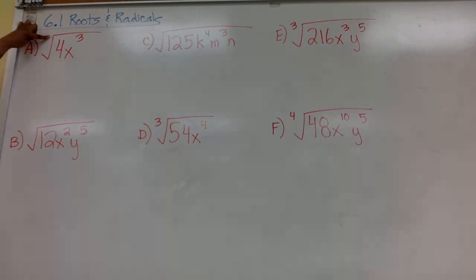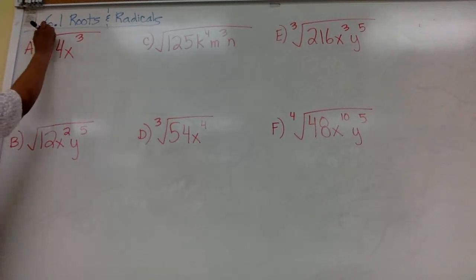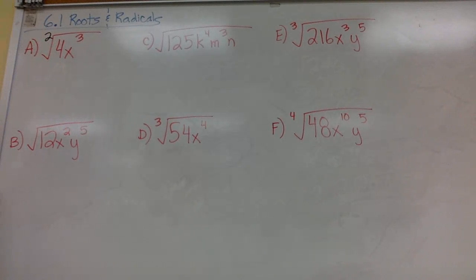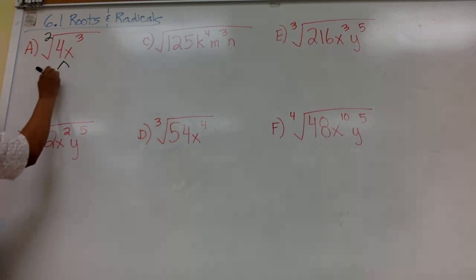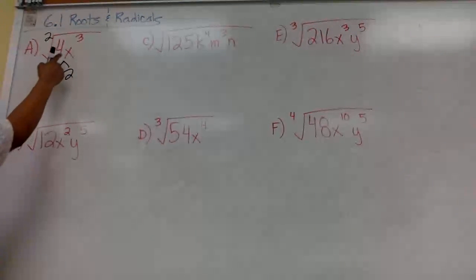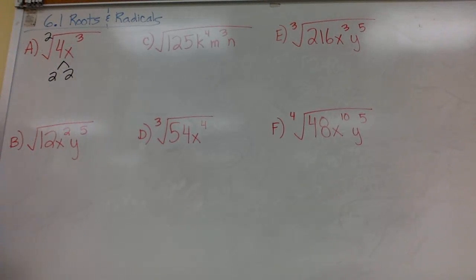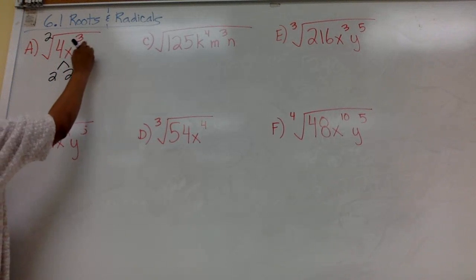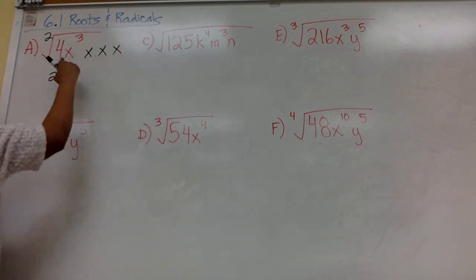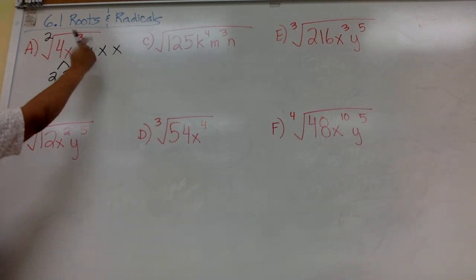If you do not see an index on the outside, so that's our little number on the outside, my understood index is the number 2. So we need to write that out there, nothing wrong with that. We'll go through and do our factor tree. That's 2 times 2. Now, the exponent tells you how many times to write the variable. So x. It said x to the third, so x.